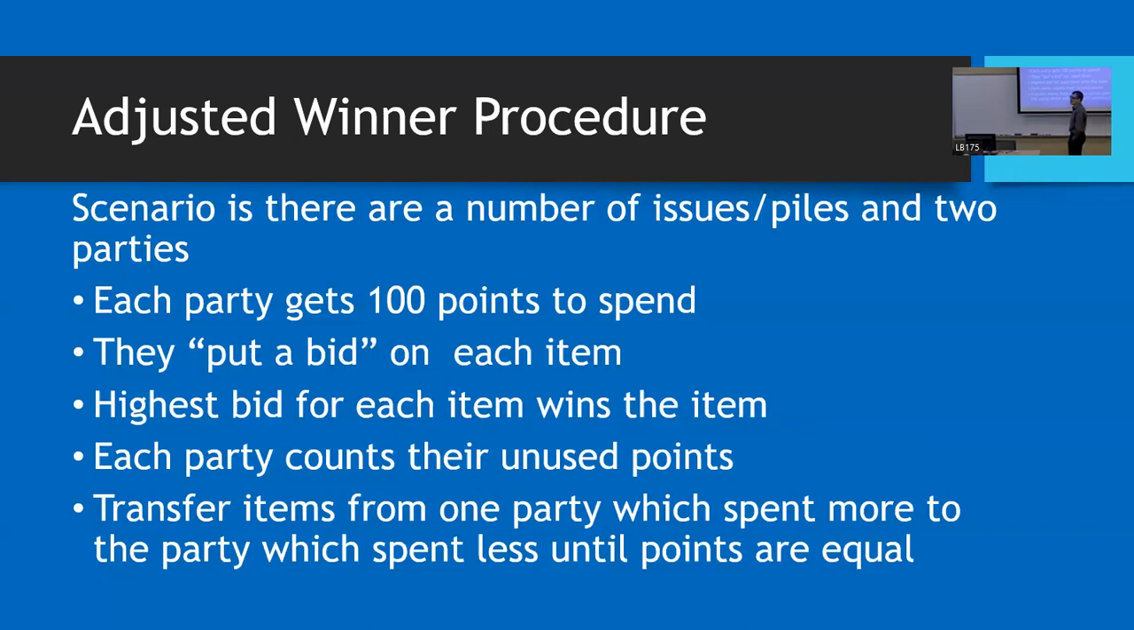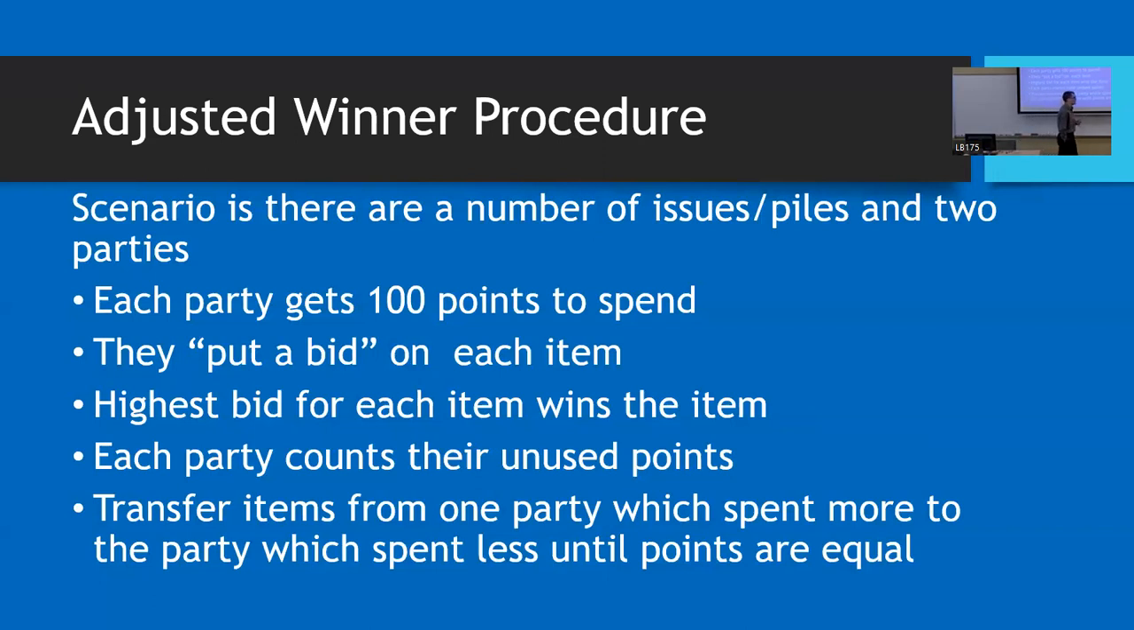And what they're going to do is say, I spend 20 points on this issue or this pile. I spend 30 points on this issue, this pile. I want to spend 40 points on this issue, this pile. By doing so, they're putting a bid, in some sense, on each item or on each pile. Does that make sense?